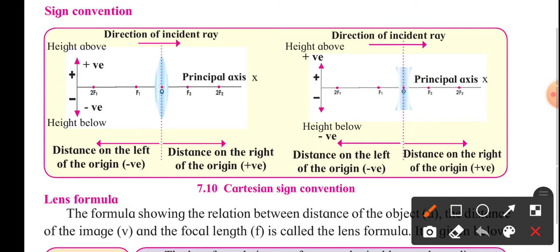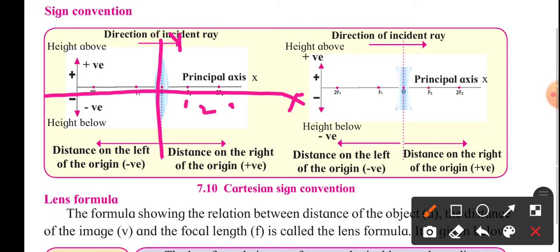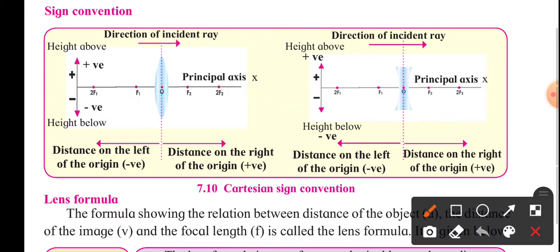So here also, this is like your coordinate axis, x-axis, y-axis. Here we have positive numbers 1, 2, 3 like this. Here -1, -2, -3 like that. We have the numbers. So actually we have the positive side here, and on this side we have negative, and above the principal axis is positive and below the principal axis is negative.